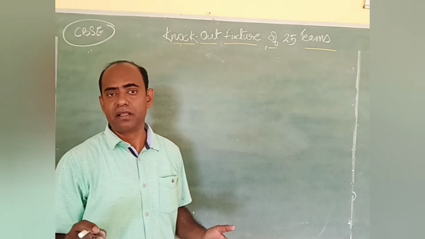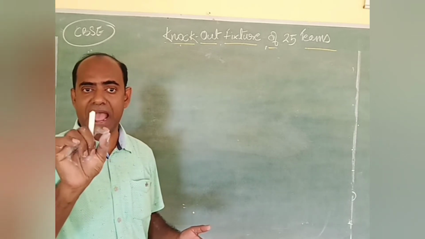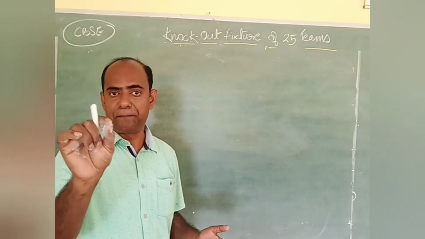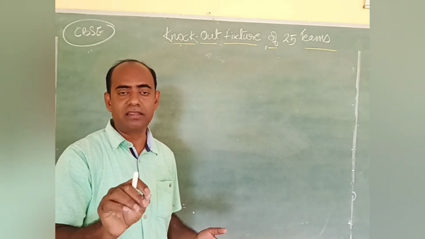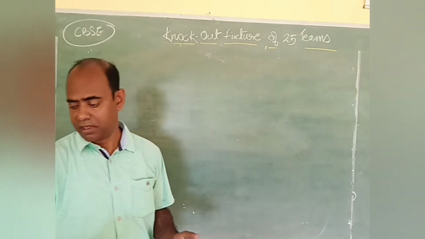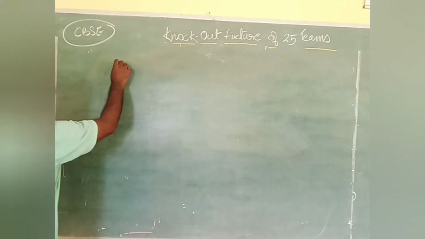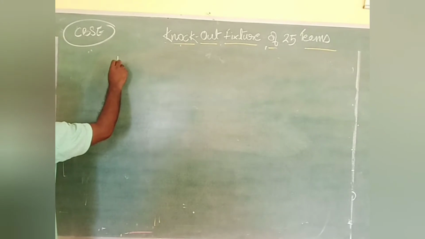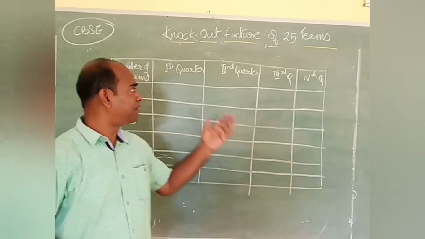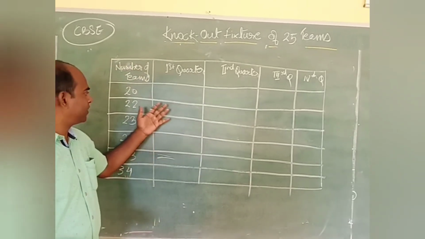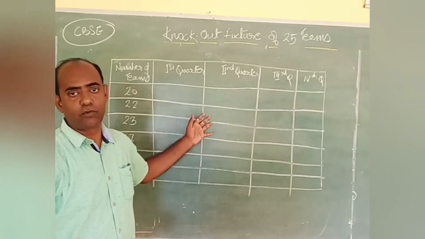In that case, these 2 teams will go like this: in the first quarter, 1 team will be added, 5 plus 1. The second quarter will remain the same, 5 teams, and in the third quarter again 1 team will be added. So we can make the table in this way. I have prepared the table, and with this table I will try to make you understand how to do quarter-wise distribution of teams.